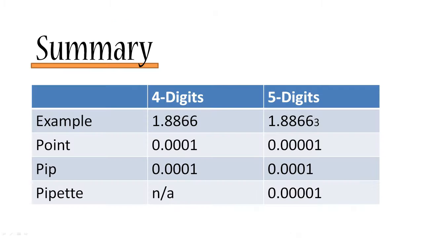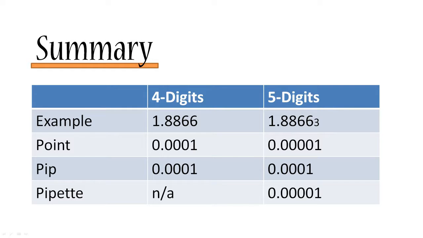So just to sum up, we've got the 4-digit system, the 5-digit system. An example is the British pound, Australian dollar quotation that we looked at, 1.8866 in the 4 digits, 1.88663 in the 5 digits. 1 point in the 4-digit system. 1 point is always the minimum change.